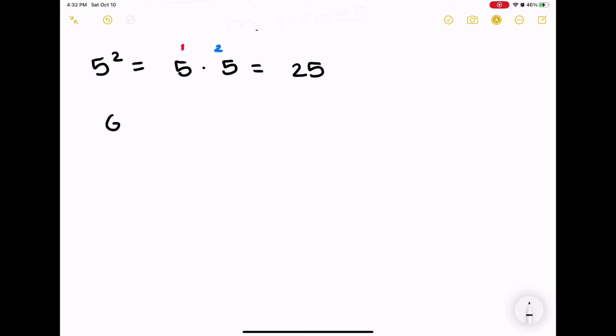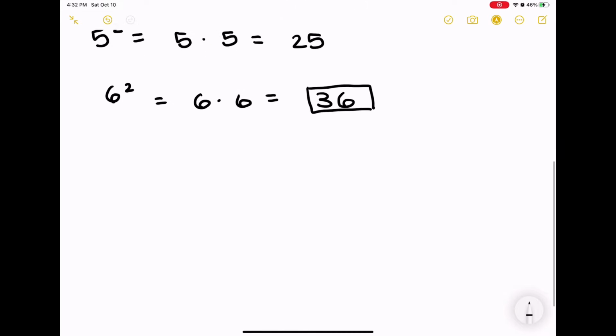Let's go over another example, shall we? So let's take 6 squared. Well, now in this case, what's the base? The base is 6. So you're going to multiply it by itself 2 times because the exponent is 2. And that is equal to 36.